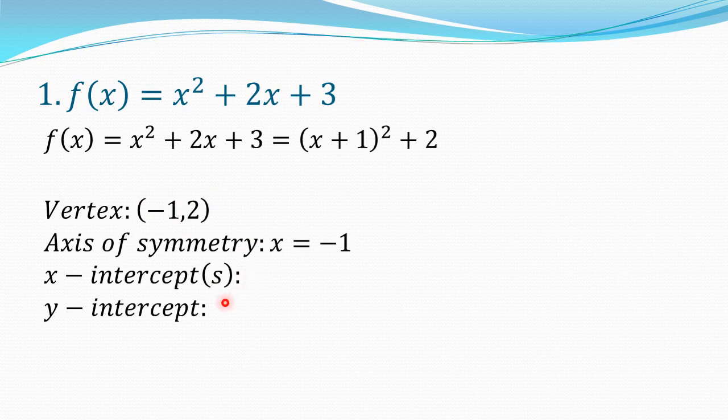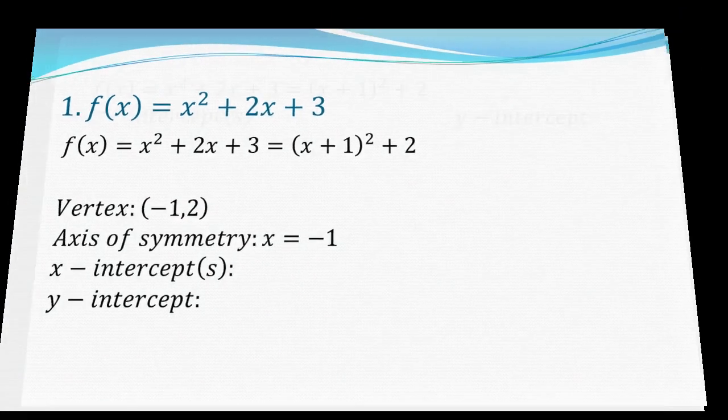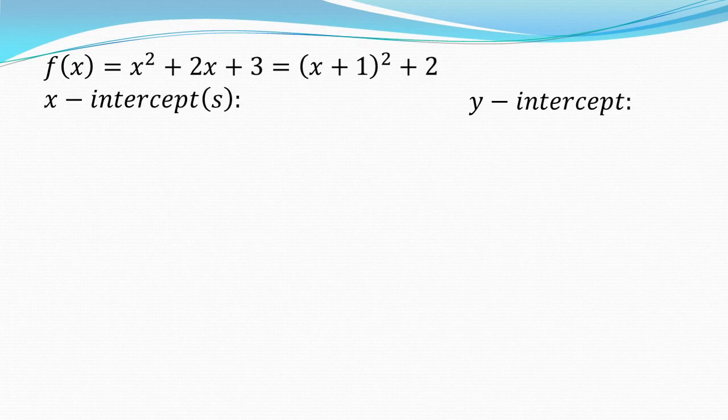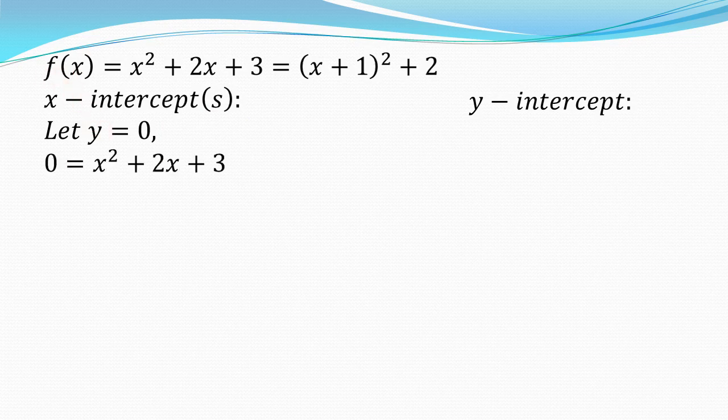But how about the x and y intercepts? So we calculate that in the next slide. And here is how we calculate for the x-intercepts and the y-intercept. It's actually very easy. For the x-intercepts, you just let your y be equal to 0. So your f of x is actually just your y, and it becomes 0 because we let it be 0. So 0 equals your quadratic equation, x squared plus 2x plus 3.